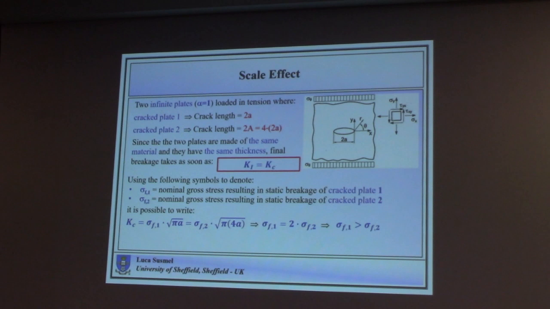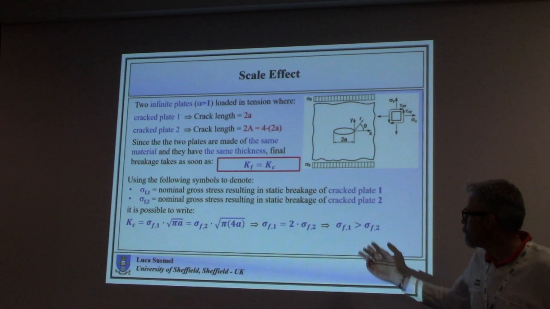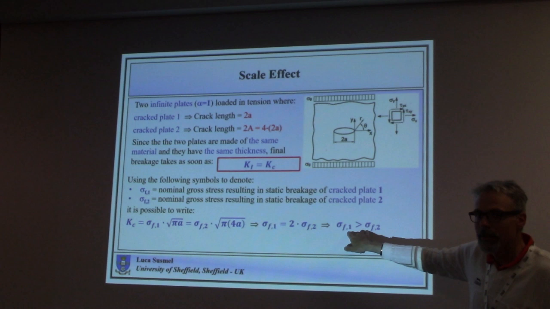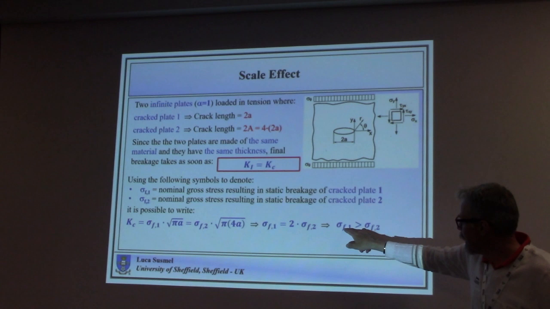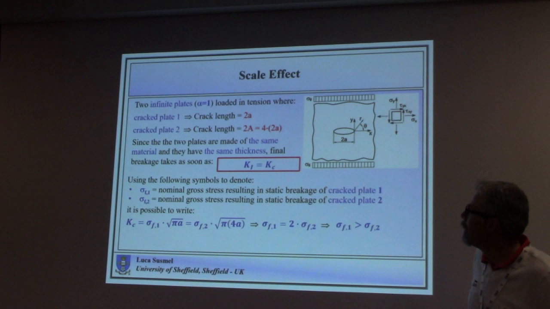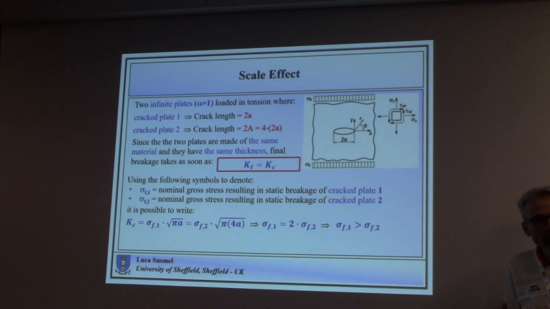It's simply because of the way the theory works. And this tells you something which is beautiful in a way, and it tells you a lot about the mechanical behavior of materials. The failure nominal stress is larger for case one than for case two. It's because this is what you need to be able to reach locally the same failure condition. This tells you that failures are something very, very local, no matter the size of the component.